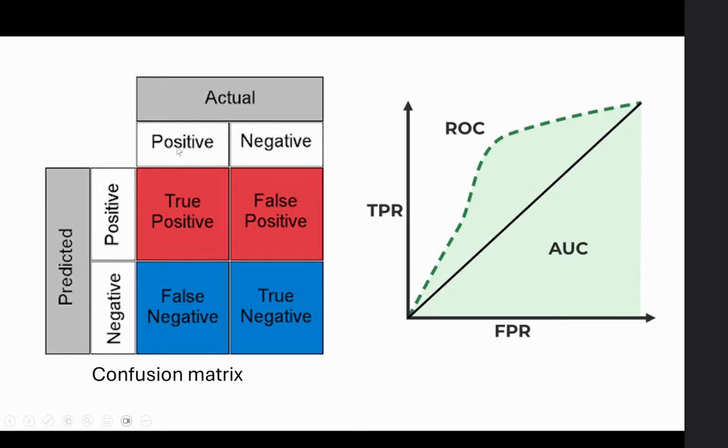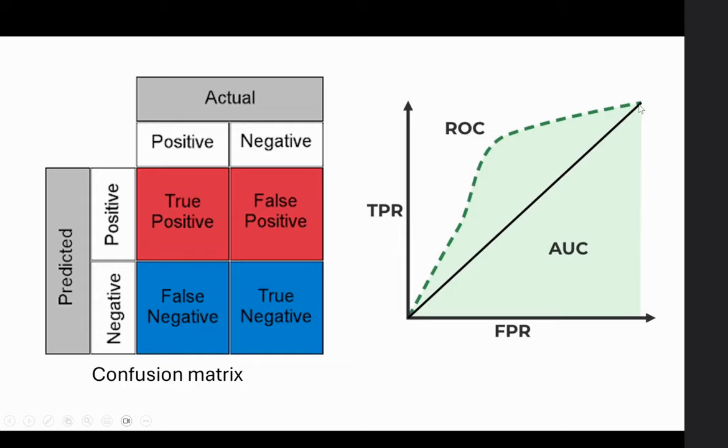When the actual value is positive and we predict negative, it is a false negative. When the actual value is negative and we also predict negative, it is a true negative. This is the confusion matrix, and based on its values we find the true positive rate and the false positive rate to construct the ROC curve.